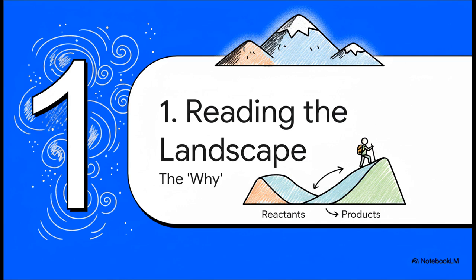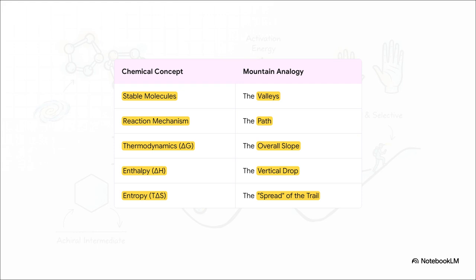Okay, so first things first. Before we can start this hike, we've got to learn how to read the map, right? This first part is all about thermodynamics, and that answers the most basic question of all. Why does this journey even happen? You can think of this slide as our Rosetta Stone. It's literally translating all that abstract chemistry jargon into the physical journey we're talking about.